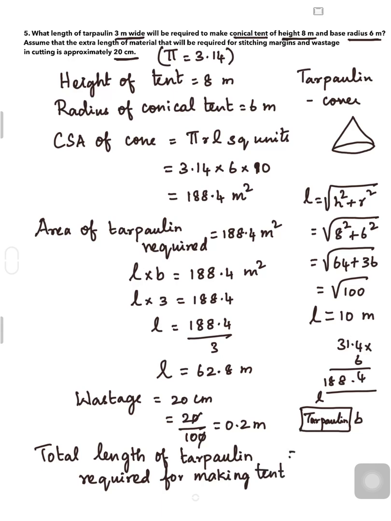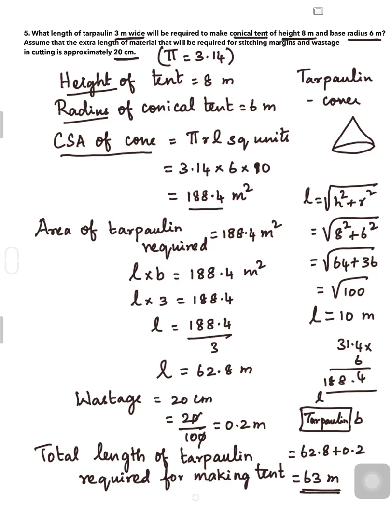Yes, so that is nothing but 62.8 plus 0.2, that is nothing but 63 meter. So this much length of tarpaulin is required for making the conical tent. So what is given? Height of the tent is given, radius of the tent is given. We have to find how much tarpaulin is required, what length of tarpaulin is required. For that we have to find the area of the tarpaulin, that is nothing but CSA of the cone.